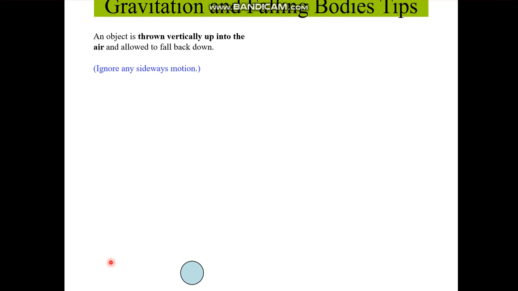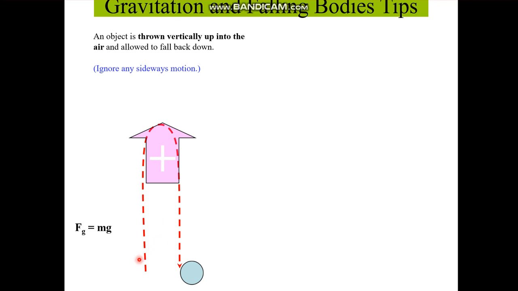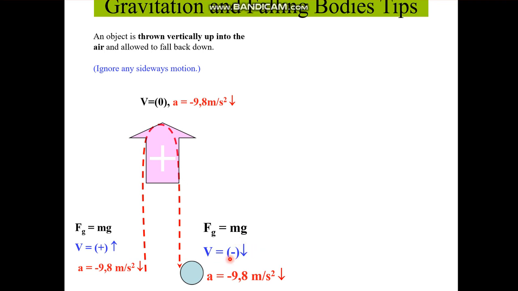Right, just a couple of tips before we do calculations. Here we have an object, it's thrown up and it falls back down. Now we're going to ignore the sideways motion. Let's just think about it a bit. If we take up as positive, then since it's only under the force of gravity, if we throw it up with a positive velocity, its acceleration is still minus 9.8 meters per second squared. At the top, at the apex, its velocity will be momentarily 0, but the acceleration is still minus 9.8 meters per second squared. And when it gets down to the bottom here, its velocity is now negative. It'll be the same value as it was, and the acceleration is still minus 9.8.